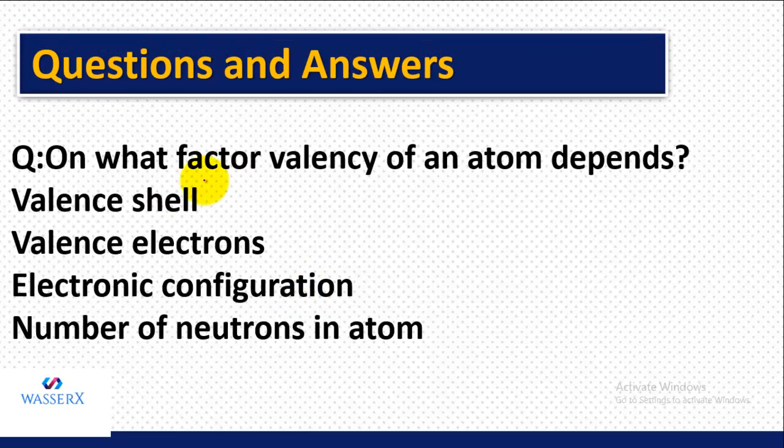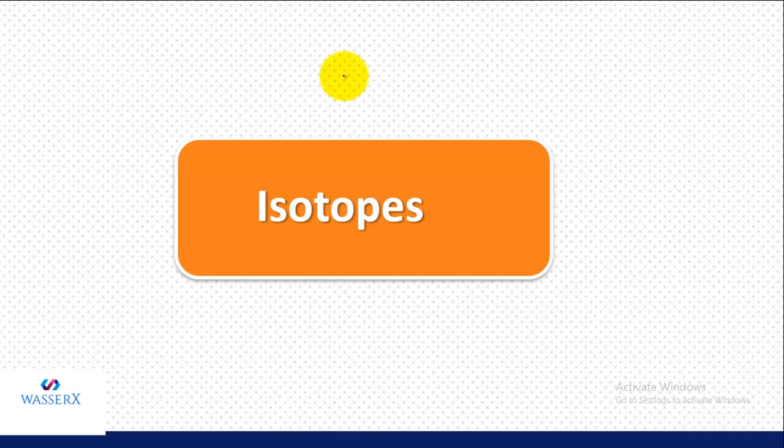Next question is, on what factor does the valency of an atom depend? Valence shell, valence electron, configuration or number of neutrons. We have already discussed that valency depends upon the valence electrons. Next topic which we are going to take up: isotopes.